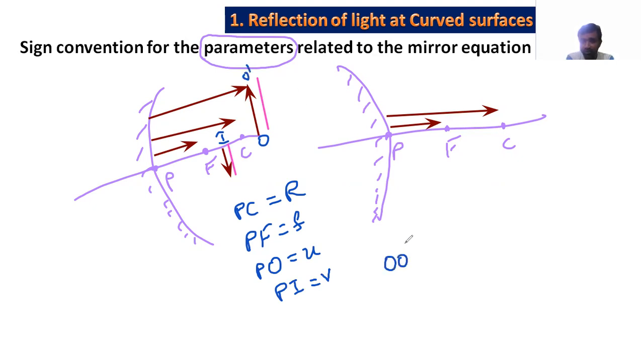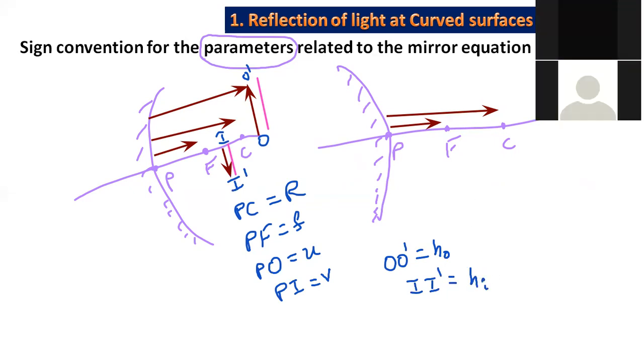So O dash is what? Vertical length. That is exactly equal to height, right? So height of the object H naught. Then I dash equal to what? Height of the image Hi. Are you in confusion now? What are parameters measurable here? Do you know parameters which are measurable?